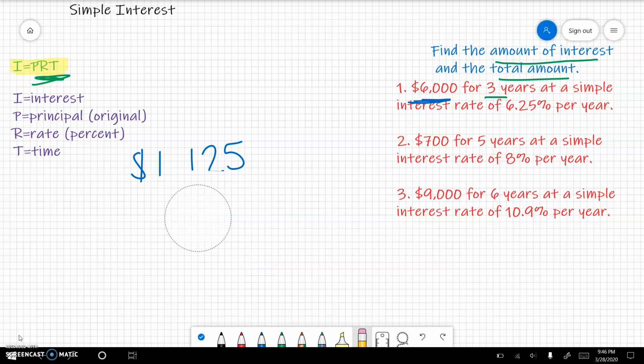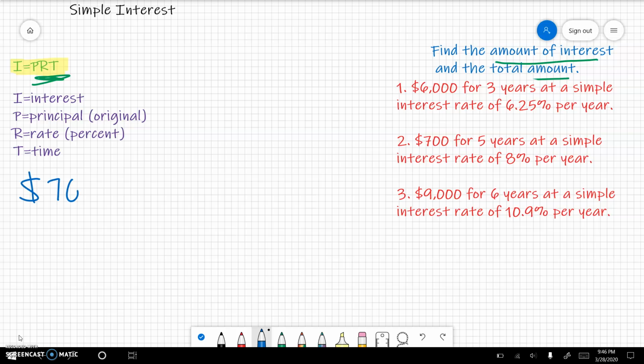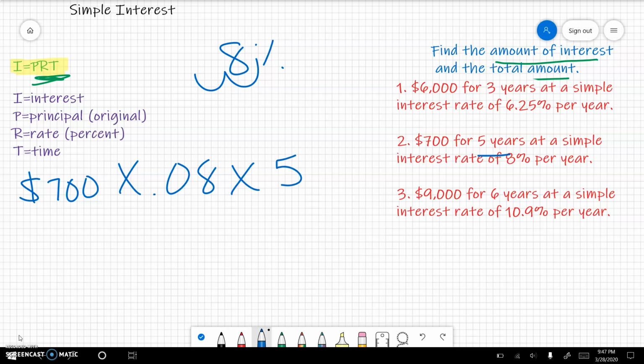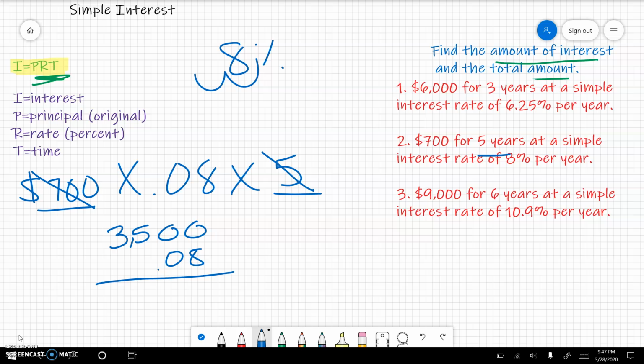Okay, let's go to number 2. Same concept. I take my numbers and plug them into the formula. So P is $700 in this question, the principal, for 5 years at a simple interest rate of 8% per year. So I'll change my percentage into a decimal, 1, 2, so times 0.08 times 5 years. So once again, I'm going to multiply the 2 easiest things, which is 700 times 5. 7 times 5 gives me 35, and add 2 zeros. I'm going to multiply my 3,500 by the only other number left, which is 8 hundredths, or 0.08.